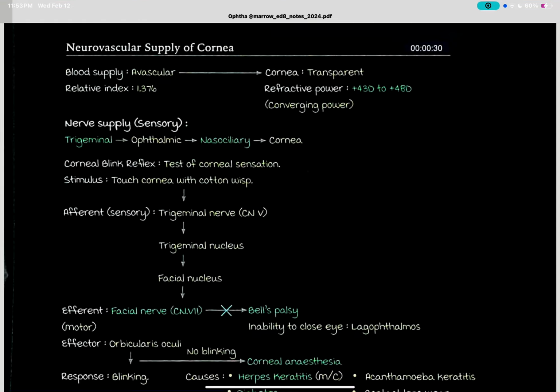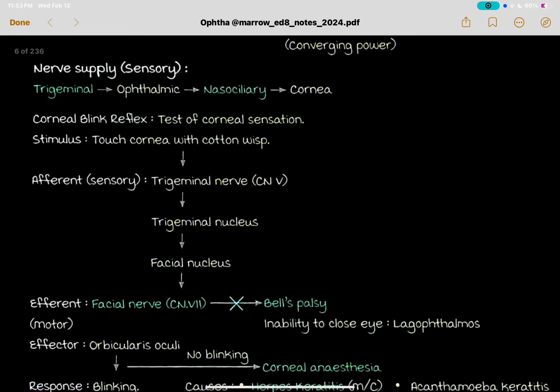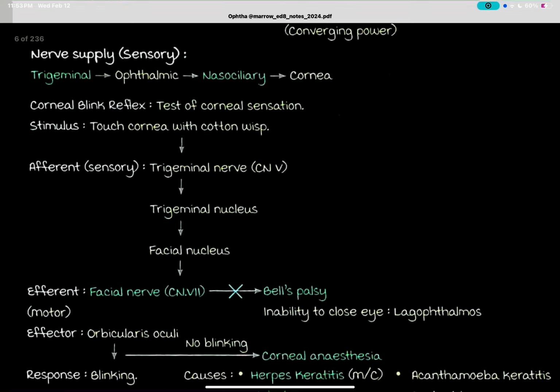Nerve supply. Sensory nerve supply is from trigeminal, ophthalmic, nasociliary and then cornea. So the nerve supply of cornea is coming from trigeminal nerve, then ophthalmic nerve and then nasociliary nerve.